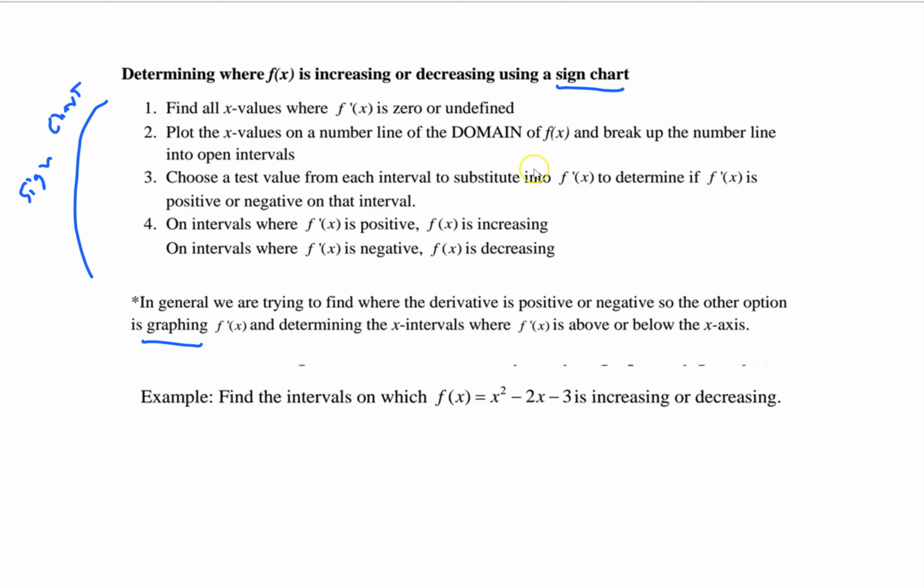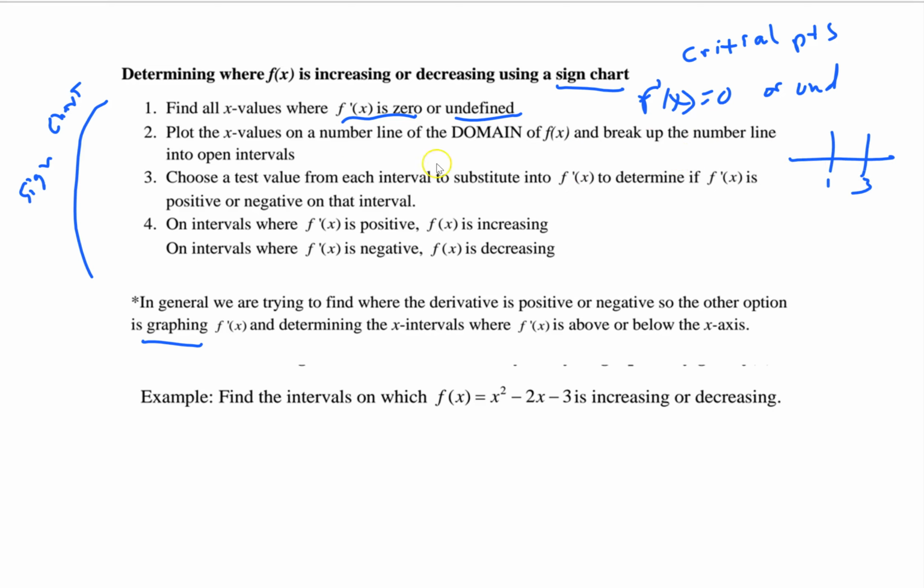So step 1, find all the values where f prime of x is equal to 0 or undefined. Very important, right? So basically we're going to set the derivative equal to 0 or undefined. We'll do some examples where we do undefined, but those are called critical points. So first thing to do is find our critical points. So that's step 1, find the critical points. And then we're going to plot our critical points. So let's say we got like 1 and 3 or something. Then we're going to plot our critical points on the number line.